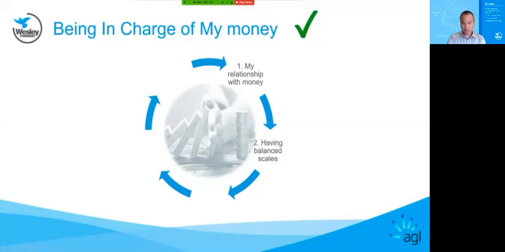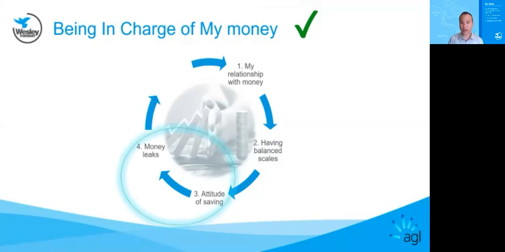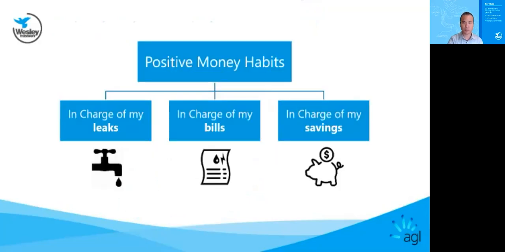Okay, so we understand what it means to have balanced scales, and when the scales are not balanced, it causes financial stress in various ways. We want to think about the attitude towards saving and money leaks. And what are these two elements? They essentially are good, positive money habits that we can have to be a little bit more in charge of our money. And I want us to think about it in this way. Positive money habits. How can we be more in charge of our money leaks? How can we be more in charge of our bills, and especially our electricity bills? And how can we be in charge of our savings?